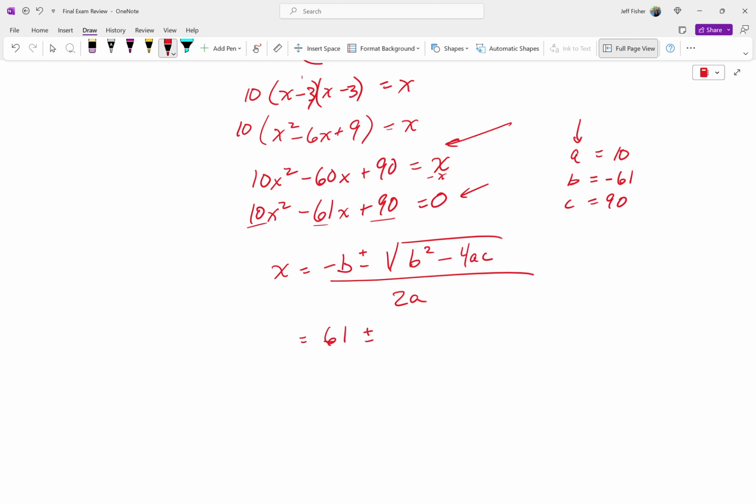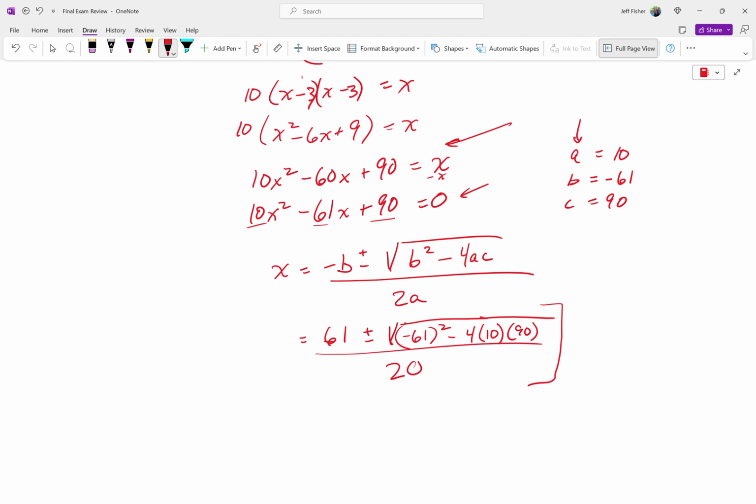So it's going to be 61 plus or minus the square root of negative 61 squared, minus 4 times a, which is 10, times c, which is 90, all divided by 2 times a, which is 10, which is going to be 20. All right, and we would work all this out.